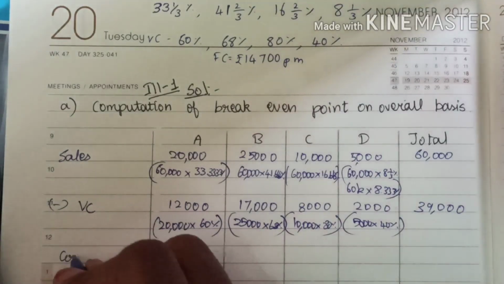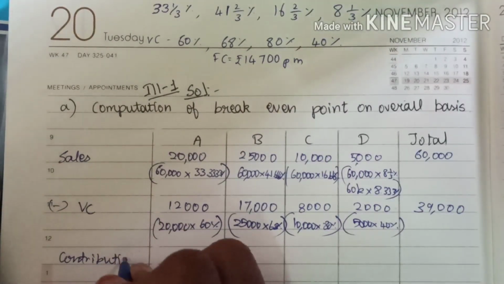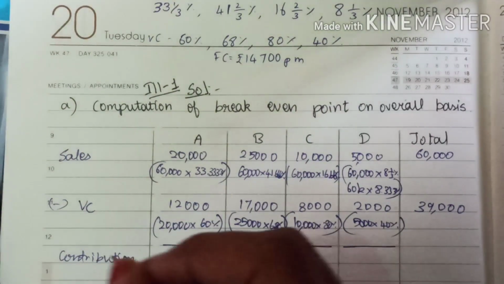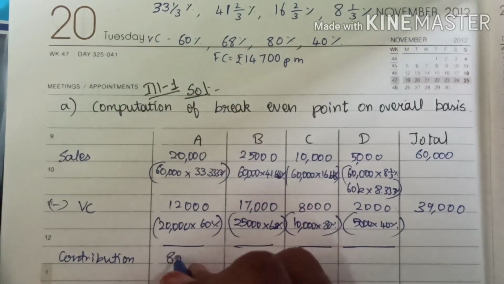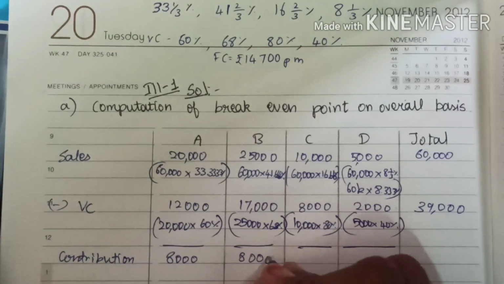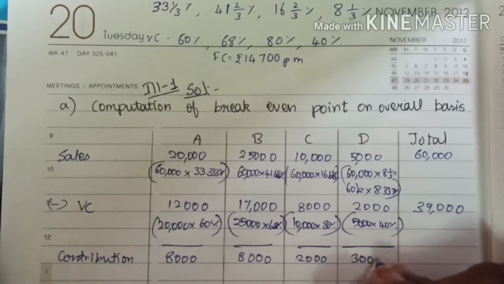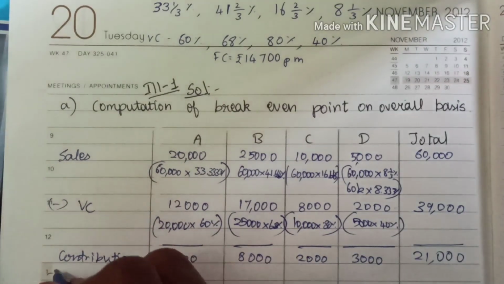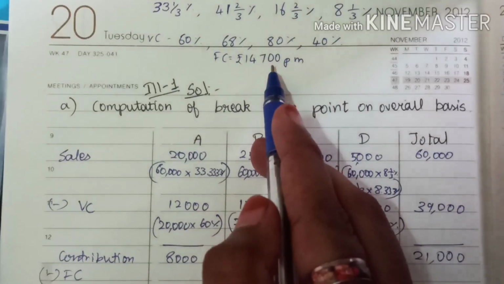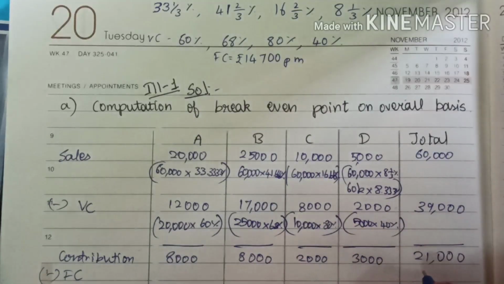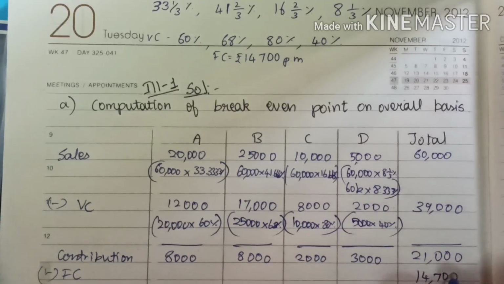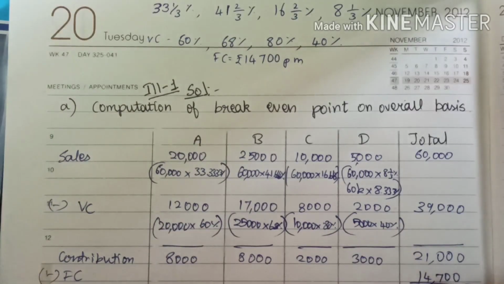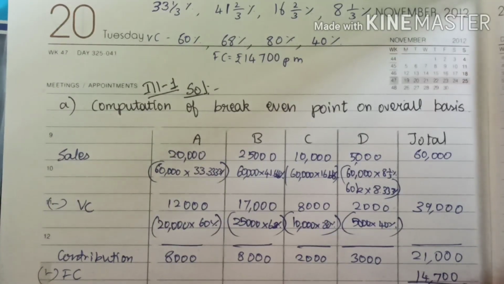Then contribution: you subtract sales minus variable cost, and you will get contribution, that is 8,000, and again 8,000, 2,000 and 3,000. If you add here, you will get 21,000. They have given the fixed cost, that is 14,700 per month, so you straight away put here 14,700. And then if you subtract fixed cost from contribution, you will get 6,300.